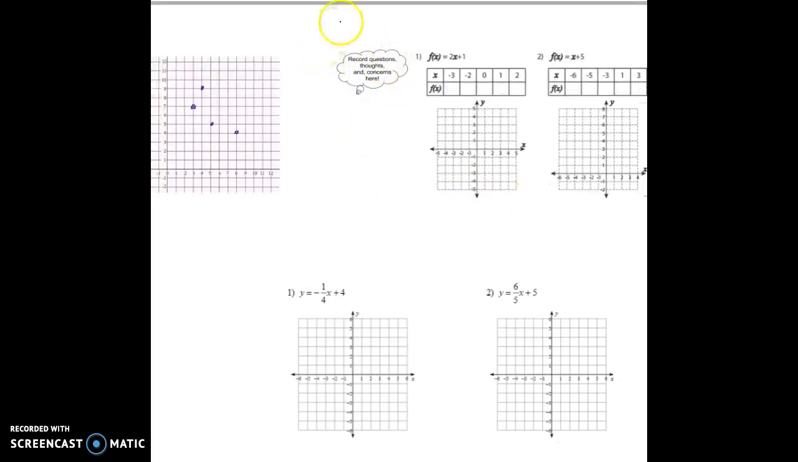The top of it looks like this, okay? So I've got a function, I've got a t-table, and I have a graph, okay? And there's several of these, but to start with, they gave me the function. This is an equation of a line, all right? So these are linear. There's several ways to graph them. We're going to start with a t-table, though.